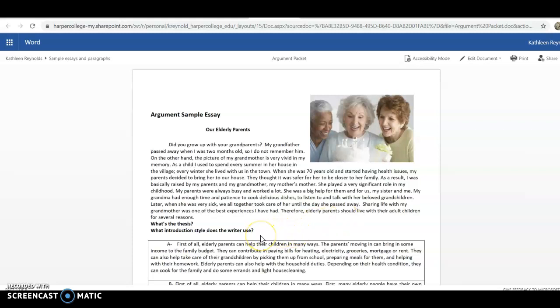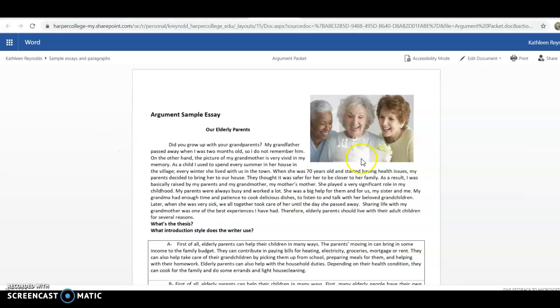While we're here, we can also check what introduction style the writer uses. Of course, this essay starts with a question: Did you grow up with your grandparents? And then the rest is really an anecdote, because it's describing the writer's experience living with his grandmother as a child. So this shows you that it's okay, in the introduction and even in the body paragraphs of an argument essay, to use your personal examples as long as they are related.